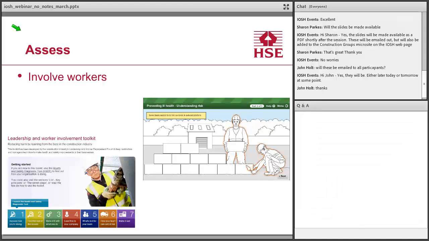Moving on, the other part of any assessment is talk to the workers. It's often they have good suggestions of what is and is not possible. Again, the HSC has got a toolkit called the Leadership and Worker Involvement Toolkit available on the website. And although this is aimed at small companies, it is very useful to show how you can interact with companies.